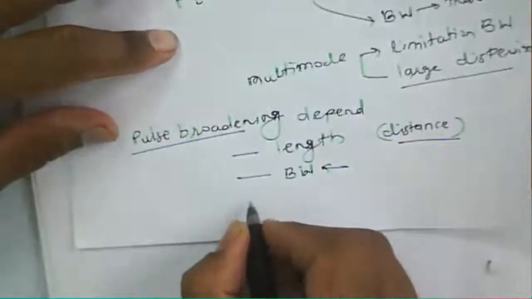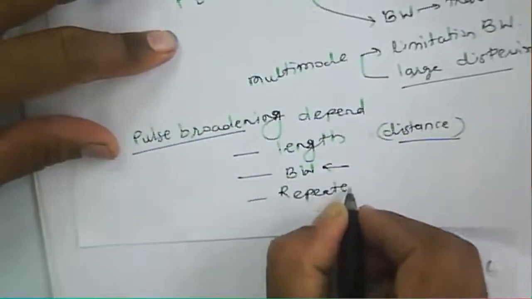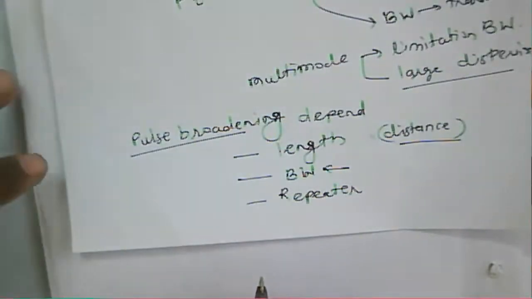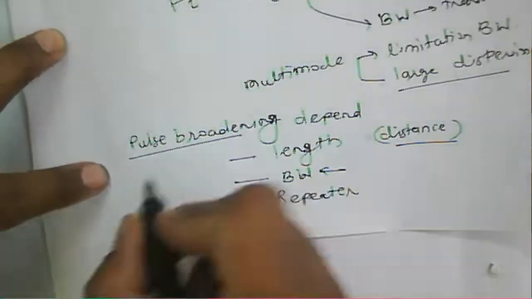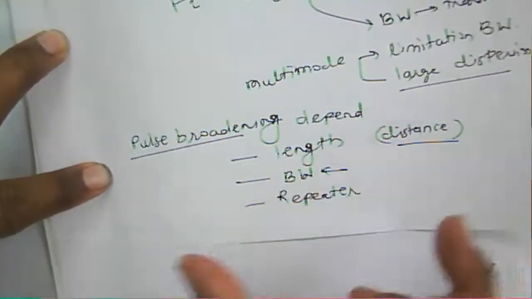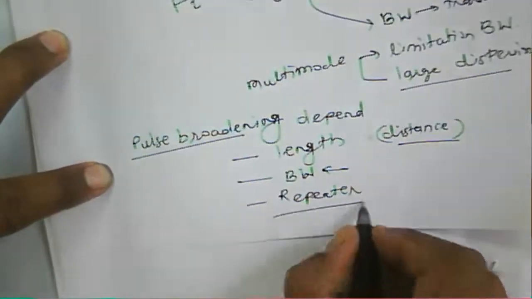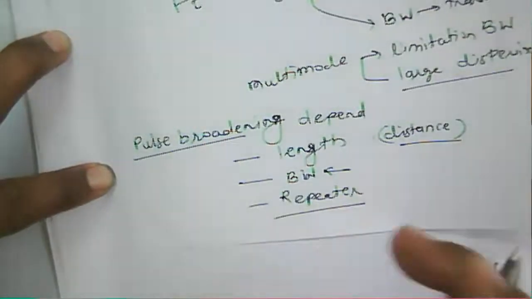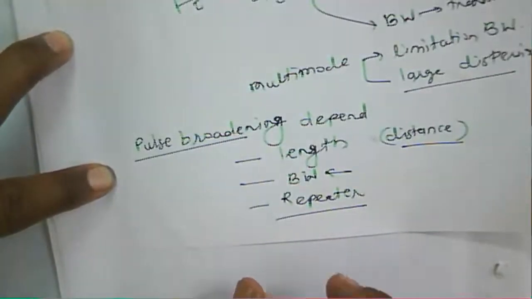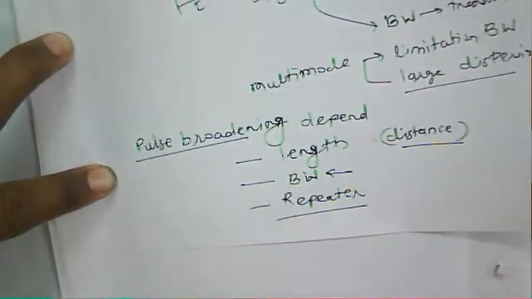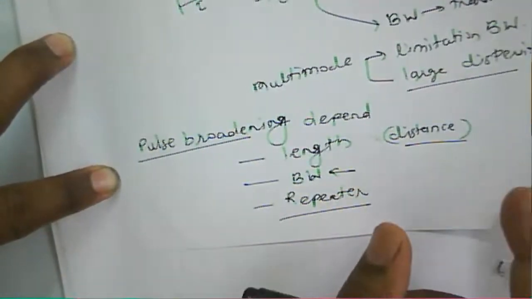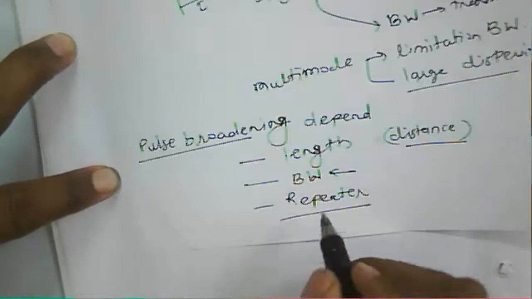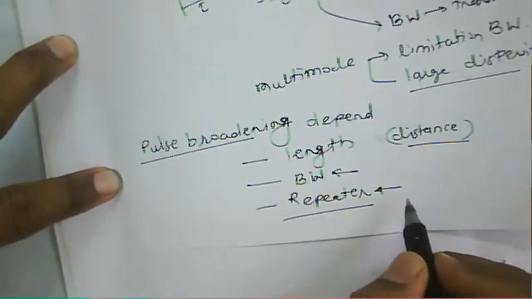So to avoid it, we need to use the repeater. To avoid that pulse broadening, we need to use the repeater here so that we can minimize the pulse broadening effect, because after a particular distance or particular kilometer of distance, this pulse broadening will be large. Large pulse broadening means there may be intersymbol interference or dispersion, and because of that, for a given particular length of the fiber, we need to use a repeater, and then we can minimize the pulse broadening.